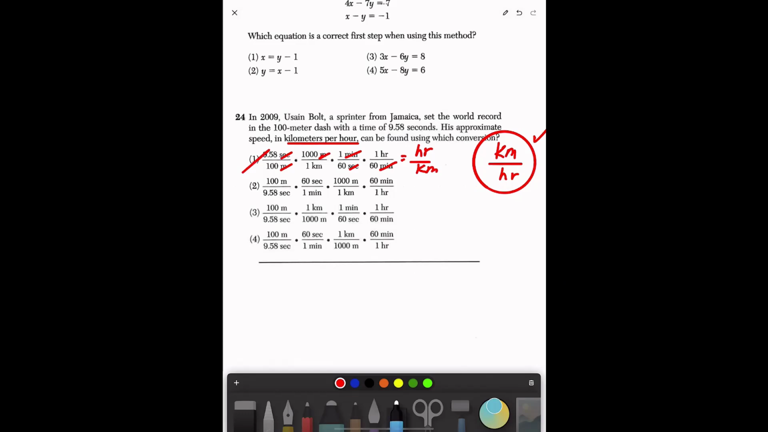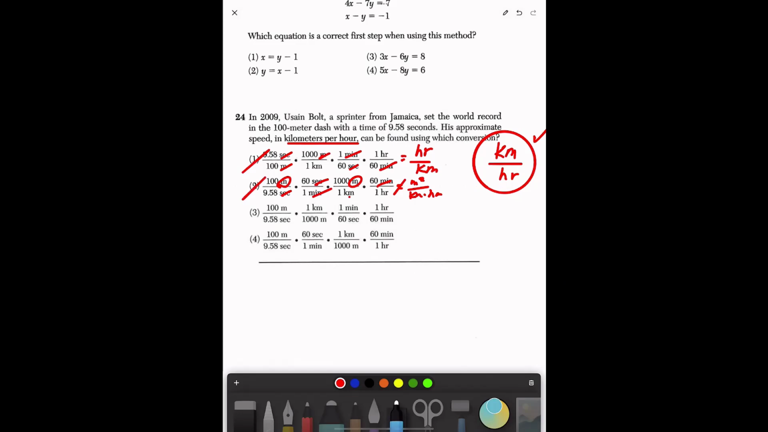All right, so look, we can get seconds, we can get minutes, and then that's about it. So we're left with meters here and meters here. So that's really going to be meters squared. And then we have kilometers, hours. So that's going to be kilometers times hours. That's not what we want. So cross that one out.